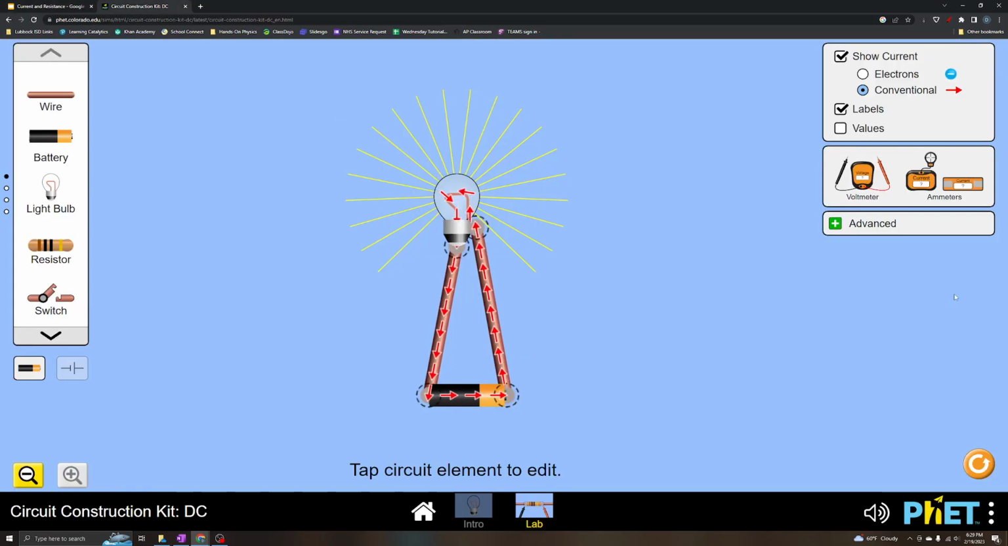And so over here, if I take an ammeter, which is something that measures current, and I put it over a location, you can see the current flowing through there. This one's supplying 1 amp of current. In other words, 1 coulomb per second.